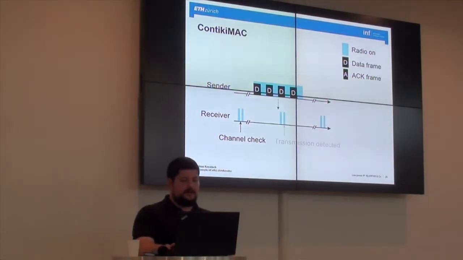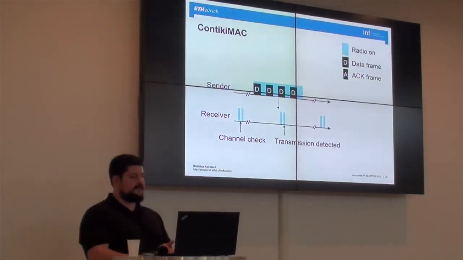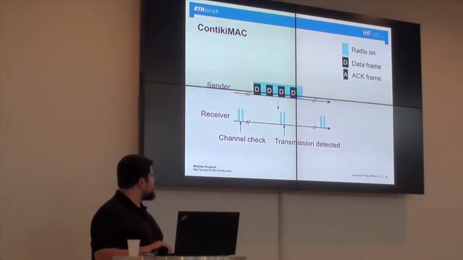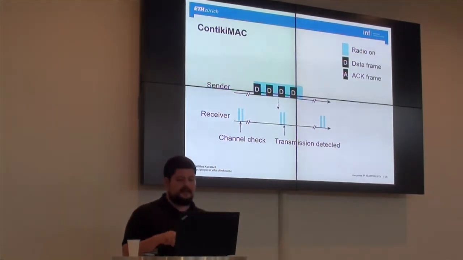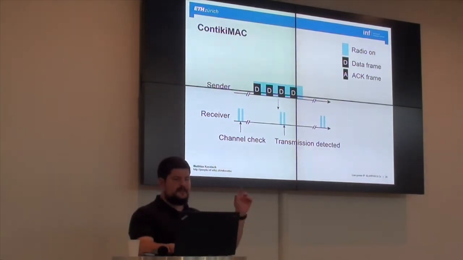And at some point, this packet will fit to the channel check. With the second check, oh, there's still energy there. It knows, okay, there's something going on. I keep my radio on, and it's ready to receive. It will send an ack for that thing, and then the sender knows, okay, this was received. I can stop transmitting.